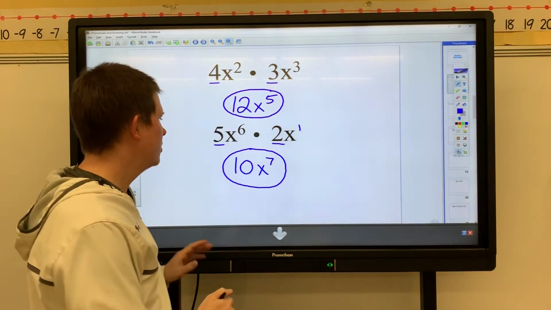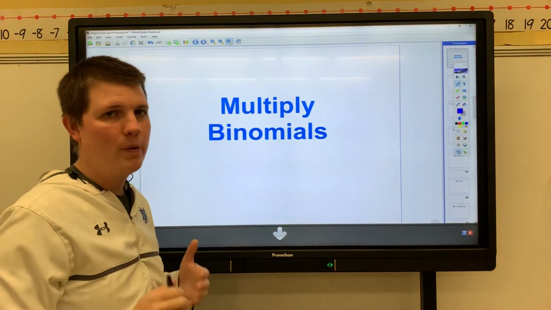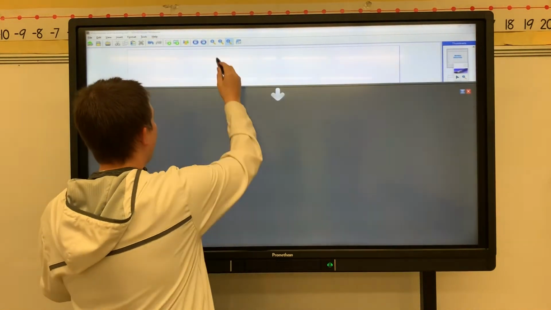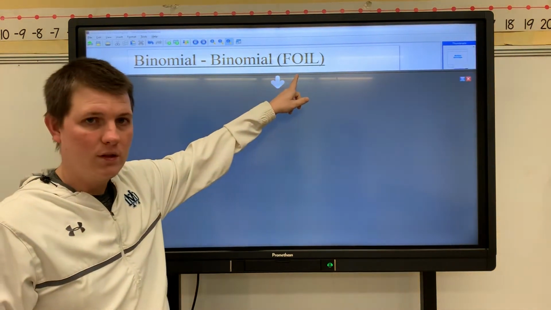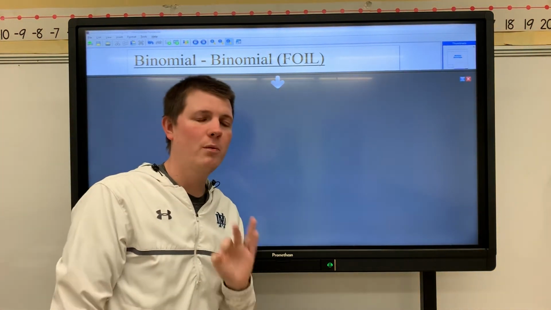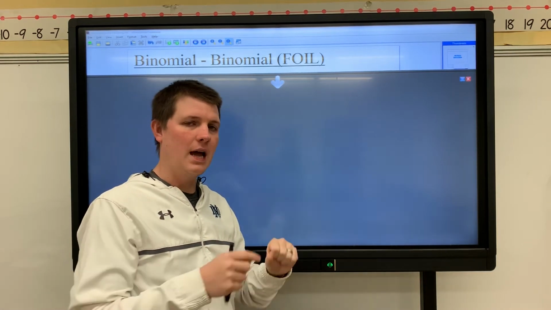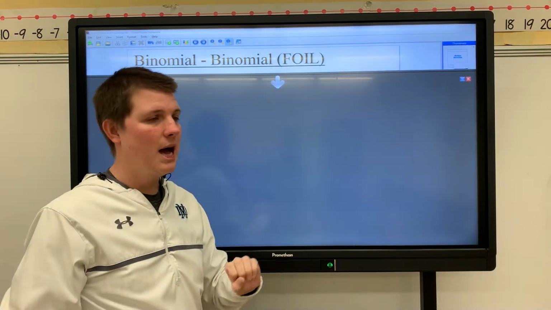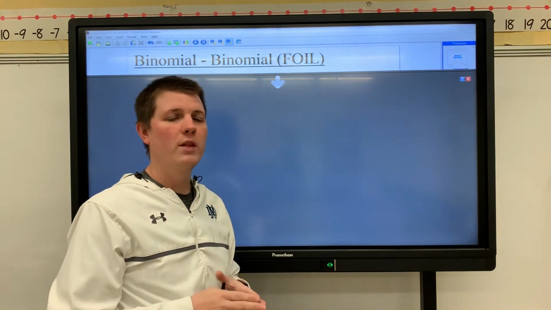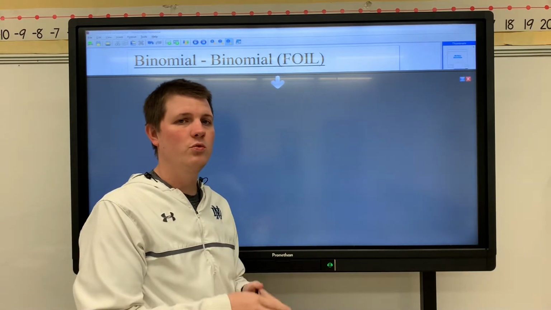All right, so let's talk about the main purpose of this lesson, which is what happens when I multiply two binomials. Now, when I multiply two binomials, we're going to use a method which is called FOIL, the FOIL method. The FOIL method only works when you're multiplying a binomial times another binomial. Not when you're multiplying a trinomial, not when you're multiplying a polynomial, only when it's a binomial times another binomial can you do the FOIL method.